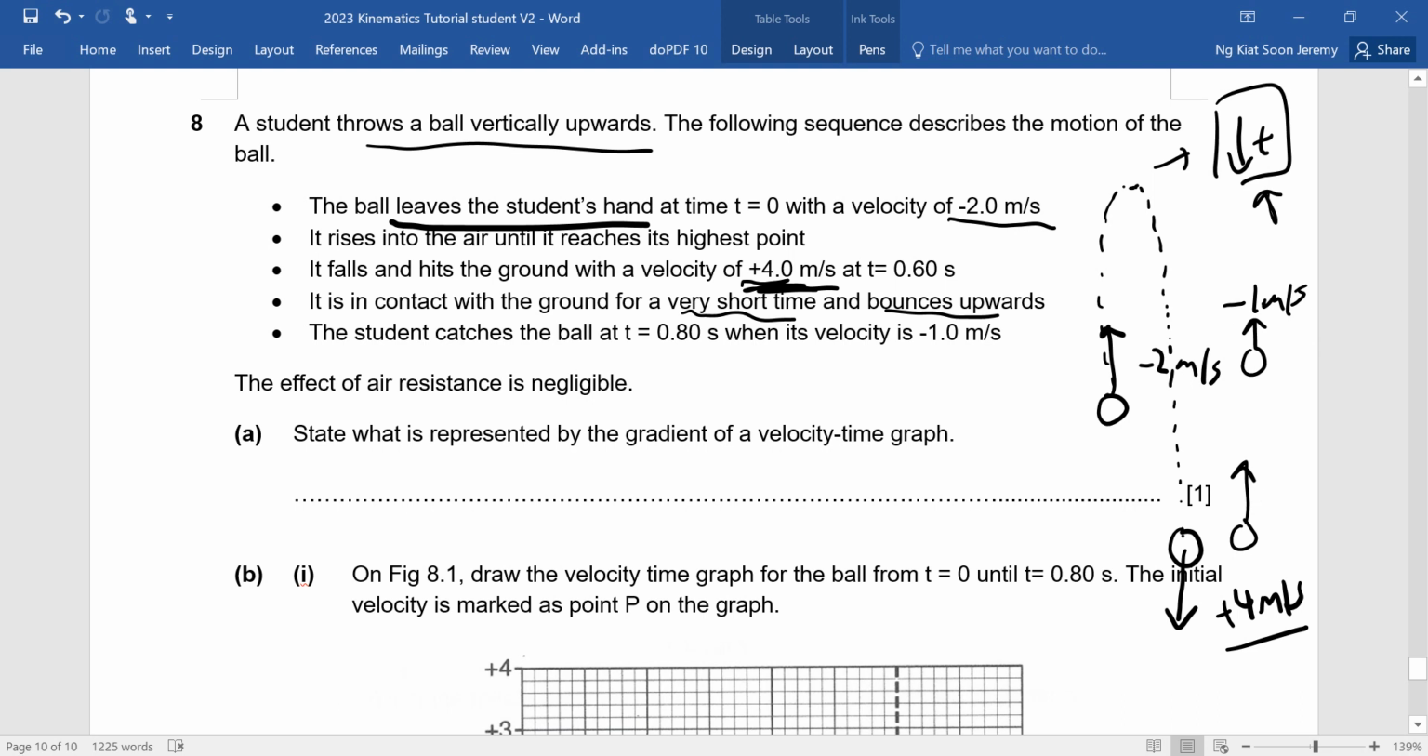So what's represented by the gradient of a velocity-time graph? Acceleration.